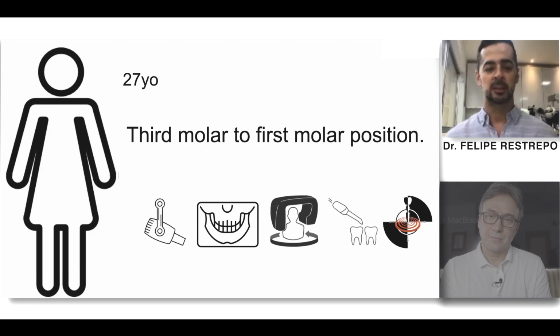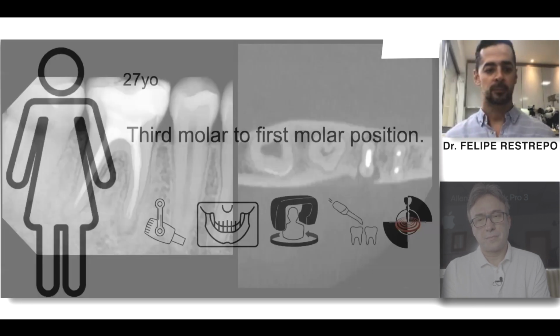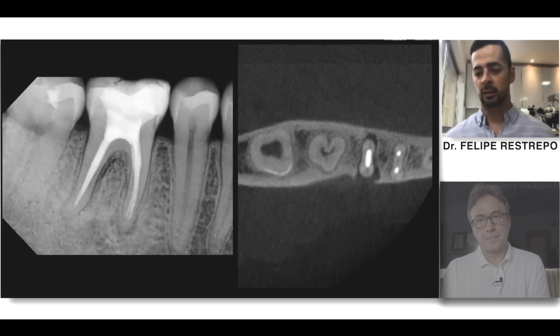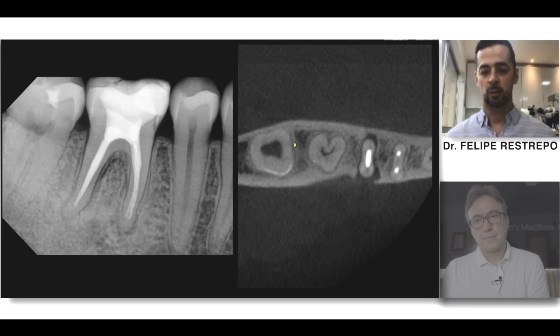So in this particular case, it's a 27-year-old female. We did a third molar to a first molar position. We used periapical X-ray, also panoramic X-ray, CBCT, intraoral scanning, and dynamic navigation device. This is the case. The distal root is fractured. This was already diagnosed by explorative surgery also. So since she has a third molar here that is unerupted, we decided to use that as a transplant.